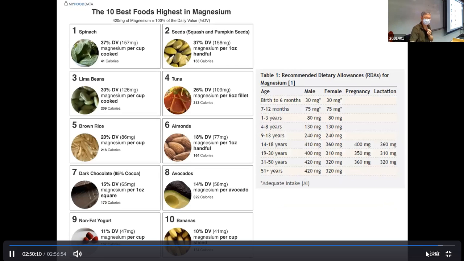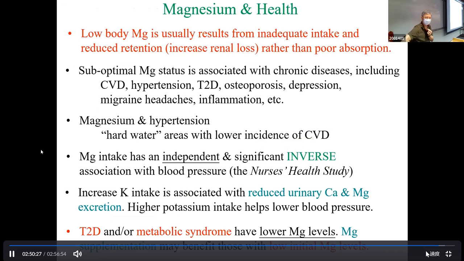Magnesium in food. These are just examples that you can remember a few of them: beans, brown rice, chocolate, almonds, tuna, avocado, bananas. Now, magnesium and health. Low body magnesium usually results from inadequate intake and reduced retention, that means an increase in renal loss. So instead of poor absorption, usually we don't take enough, or we have high renal loss. That is the usual cause of poor body magnesium status.